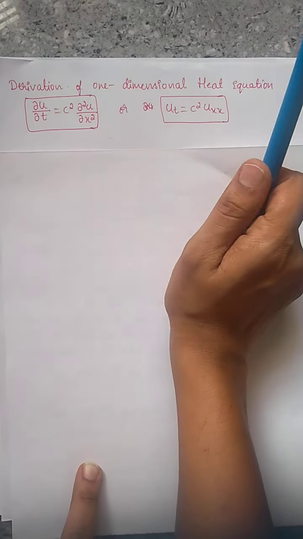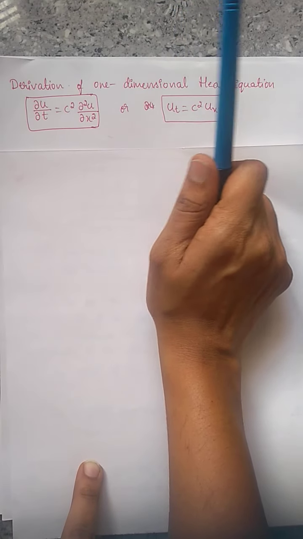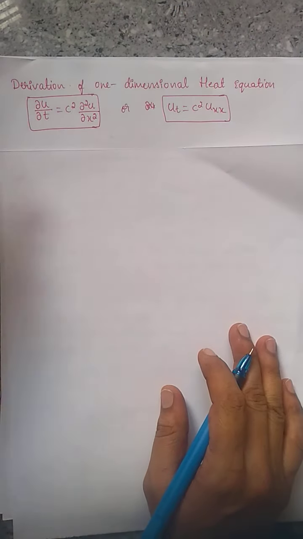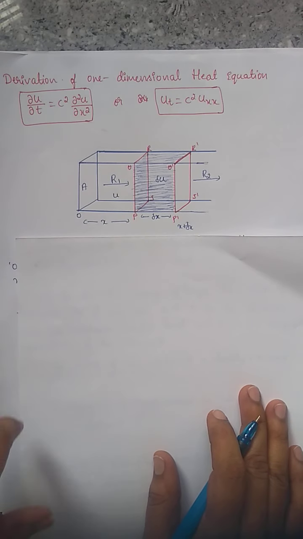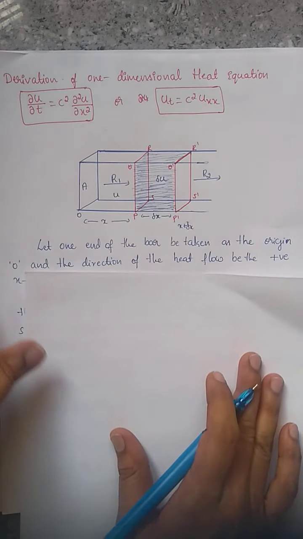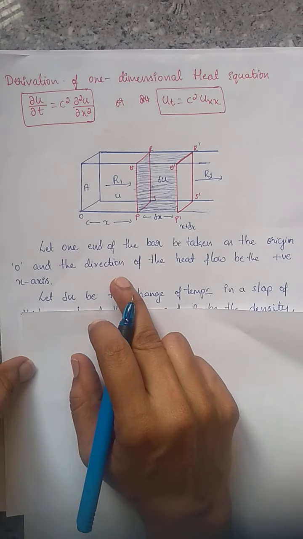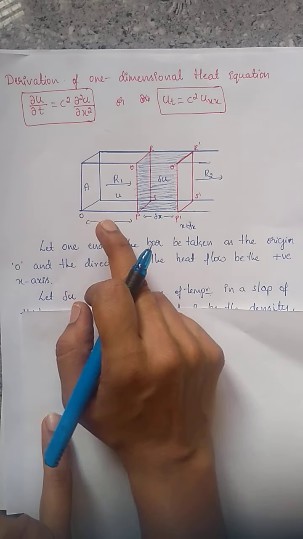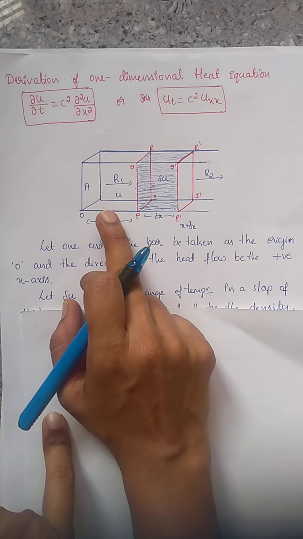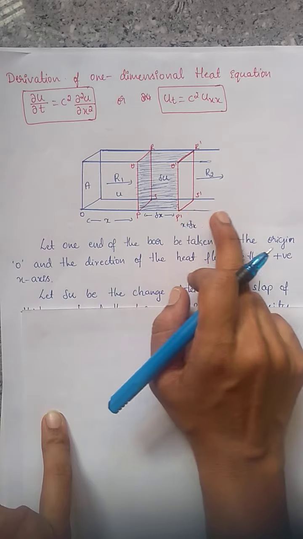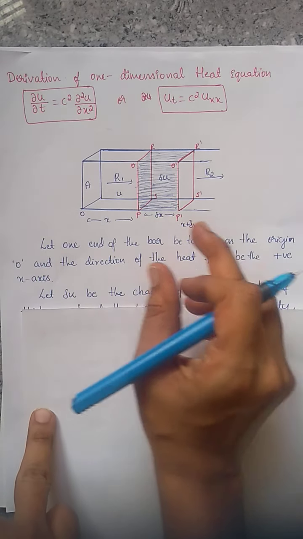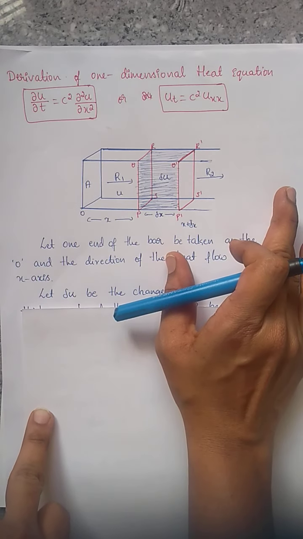For the derivation of the one-dimensional equation, we consider heat flow along a thin bar isolated on all sides. Let one end of the bar be taken as the origin 0, and the direction of heat flow along the positive x-axis. This is the origin, and we can see the heat flowing along the positive x-axis.